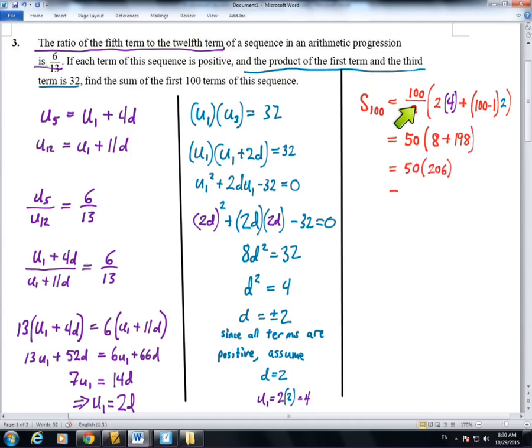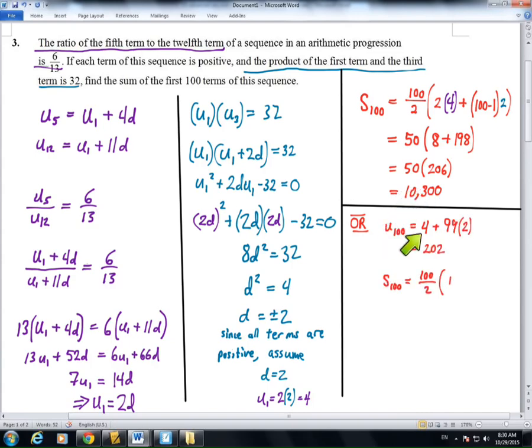This is a variation of it, where all we need to know is the first term and the common difference, and that produces 10,300. Or if you know the 100th term, which you can find using our formula, you add those together and you multiply by half the number of terms, and you get the same result. So this first result is really a shortcut, preventing us from having to find U sub 100. We just substitute the common difference and initial value, and we get all our money.